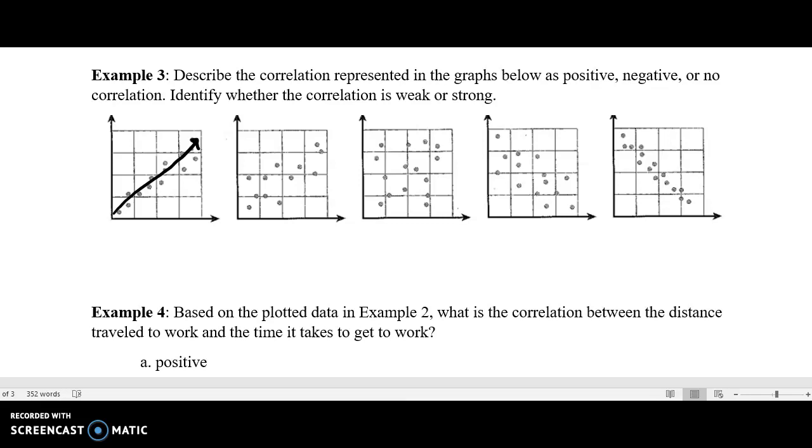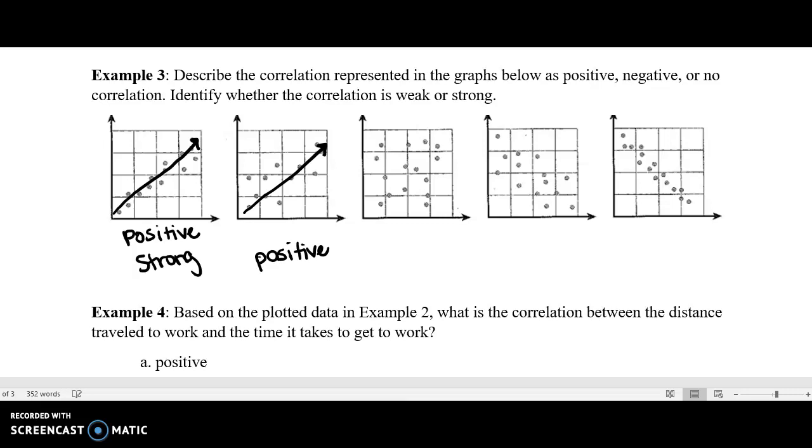A lot of you guys should be saying, hey, it's positive. Yeah, so this is a positive correlation. Well, is it strong or is it weak? This one is strong, because they cluster very, very close to that line. Here, you see that the dots are also increasing together. So this is also positive.